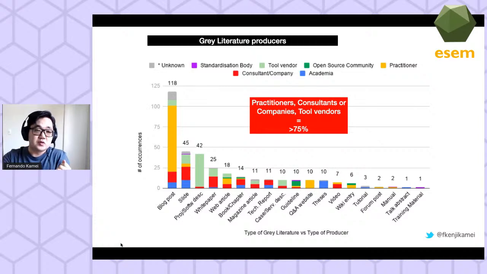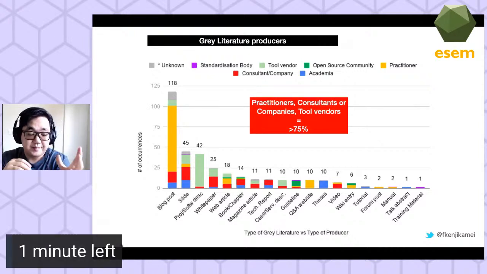Talking about the producers, here we have how each type of producer contributed to each type of gray literature. As we can see, we identified several types of producers: standardization bodies, tool vendors, the open source community, practitioners, consulting companies, and academia. We identified several types of contribution, but we can see that practitioners, consultants, and tool vendors produced more than 75% of the gray literature sources.